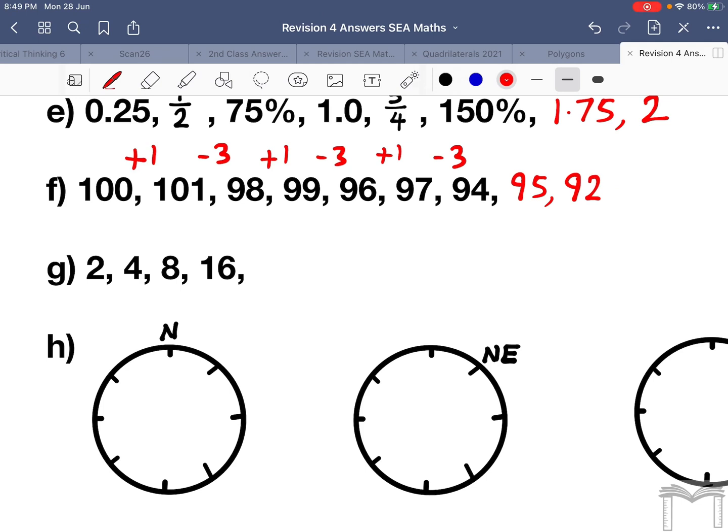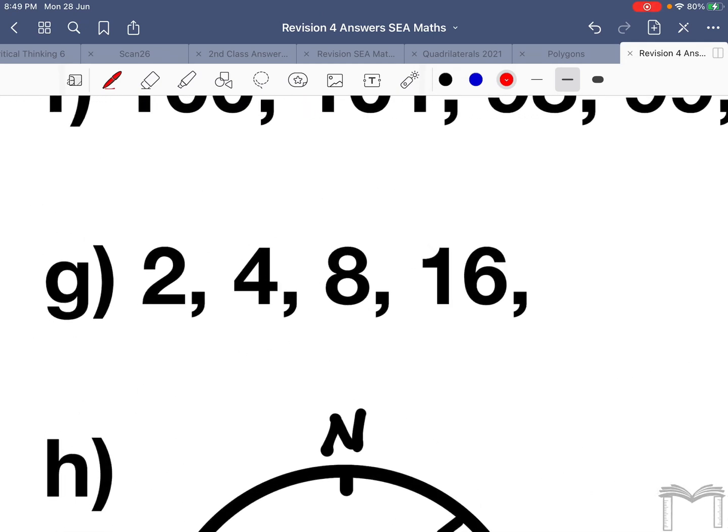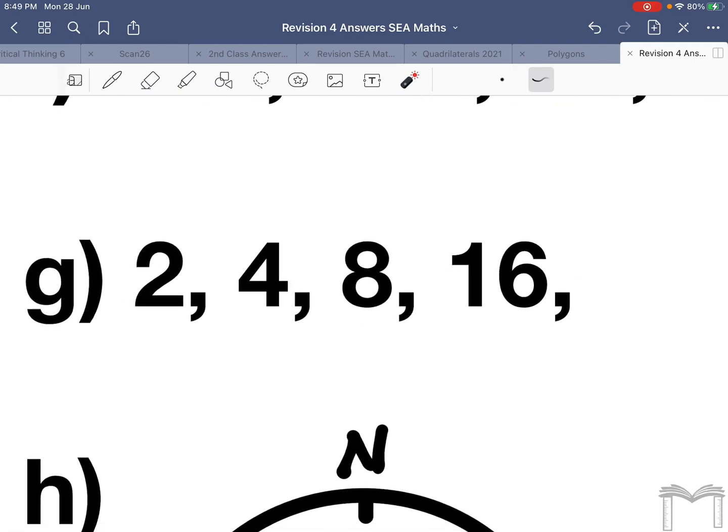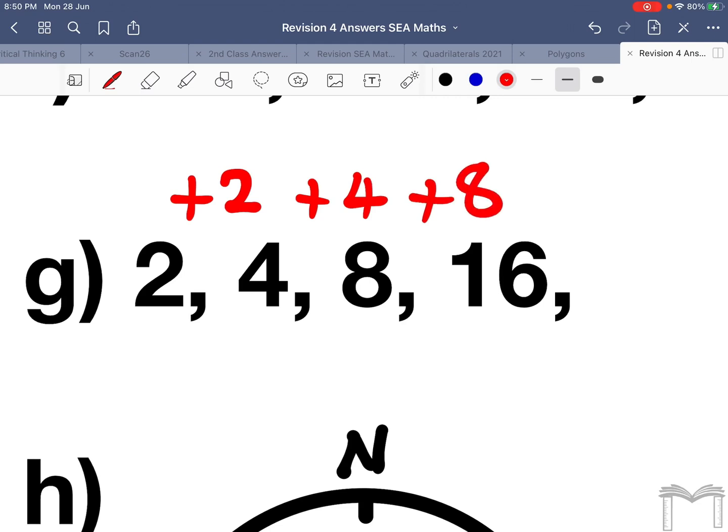G. So we can see these numbers increasing, but it's increasing by a very large amount every time, or by an increasing amount every time. So 2, can we use plus 2? Let's see how that will work. Then what? Plus 4 and plus 8. Okay, so that may not be the best approach.